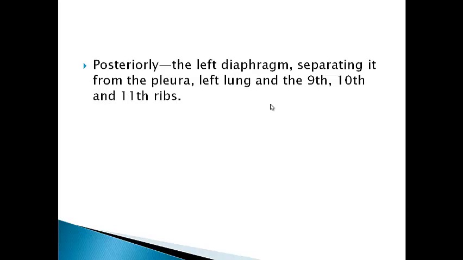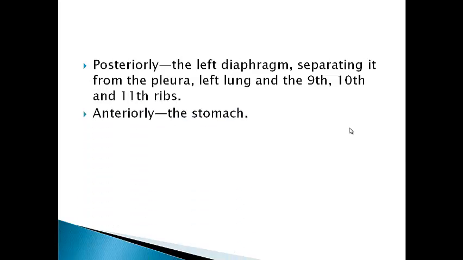This is an area that can come up in an exam question. We can sometimes ask you to specify which ribs the spleen is related to, because obviously if someone gets into an accident or any sort of trauma happens to those ribs and they get fractured, then one of the organs in jeopardy is going to be the spleen. So remember 9th, 10th, and 11th ribs.